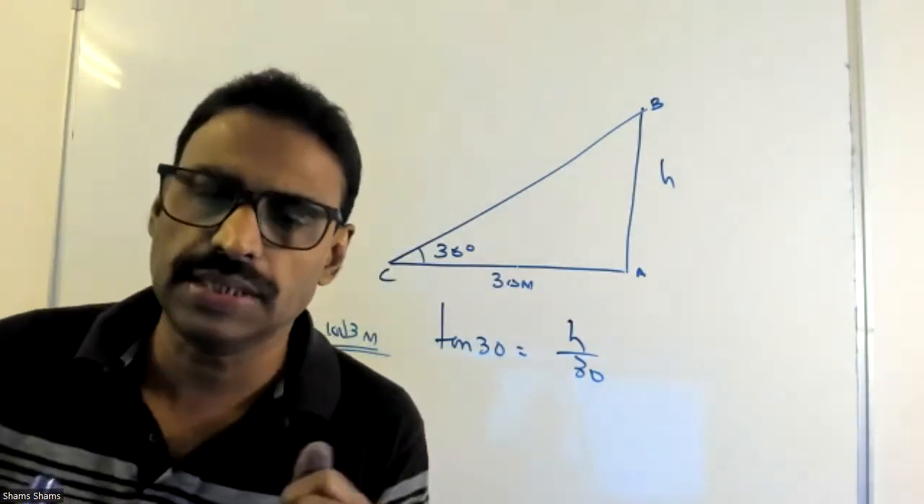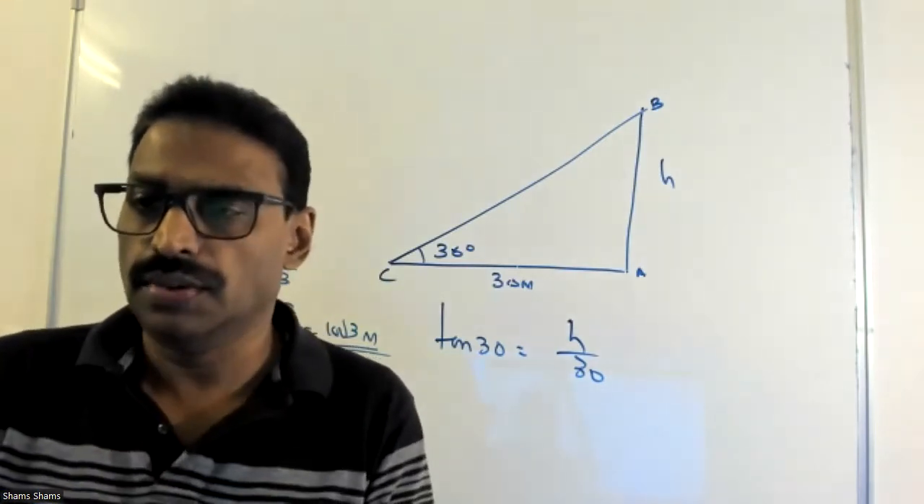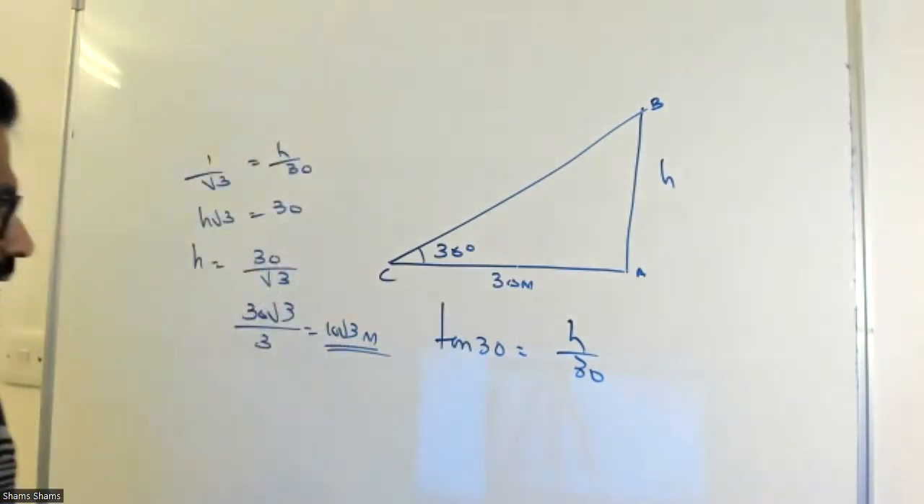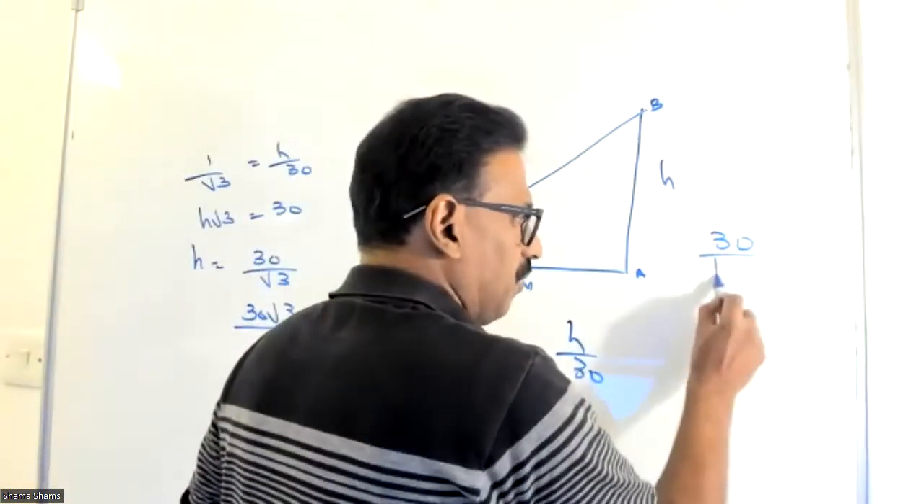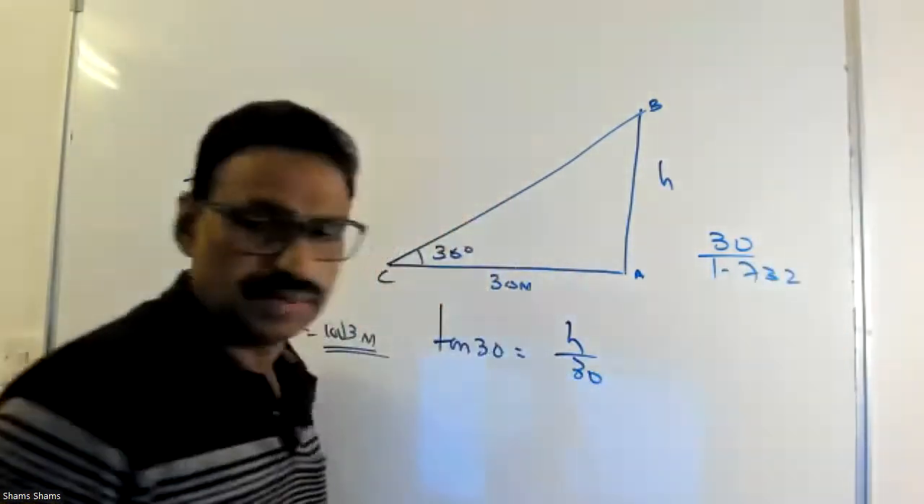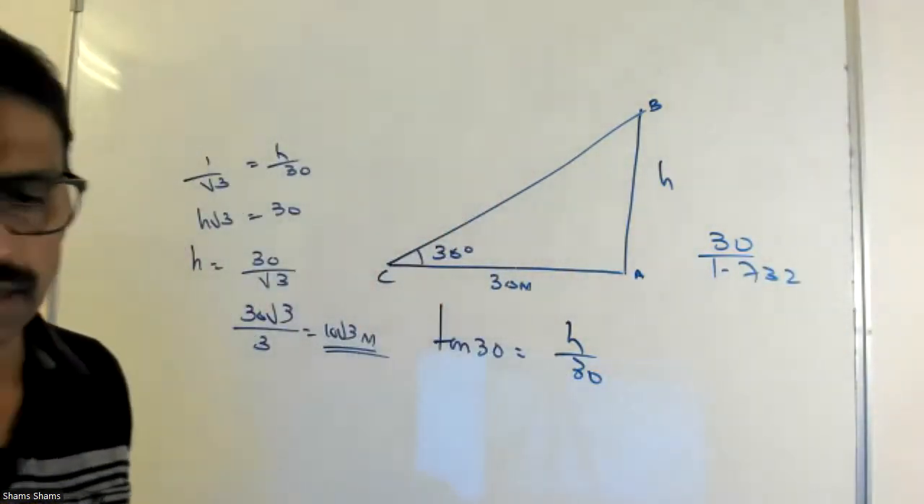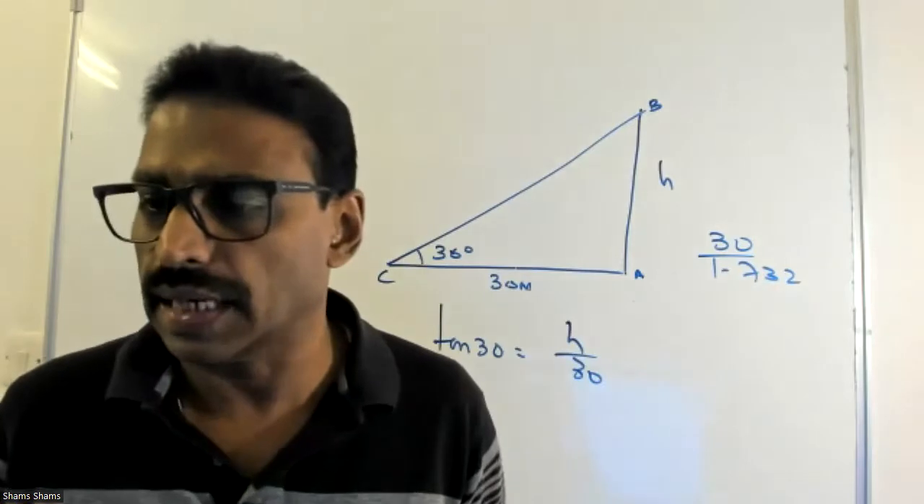Look here. If the root 3 value is given, don't apply it here. That is an illegal way, like 30 divided by 1.732. Don't use that one. You cannot use it, because we cannot divide by an irrational number. You have to rationalize it. Okay.